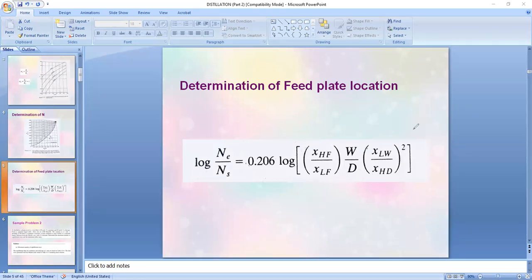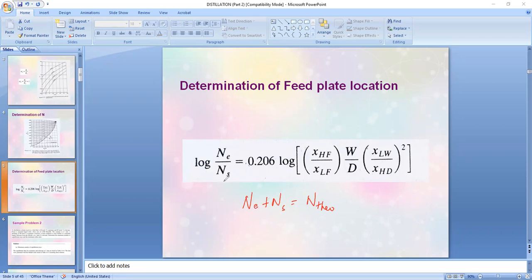So once you have the theoretical number of stages, N_E plus N_S should be equal to N theoretical. From your answer here on the right side, you will have something to equate the ratio, that is the ln, or the log, of the ratio of N sub E and N sub S. If you express one in terms of another, you'll be able to solve for N_E, for example, or N_S.